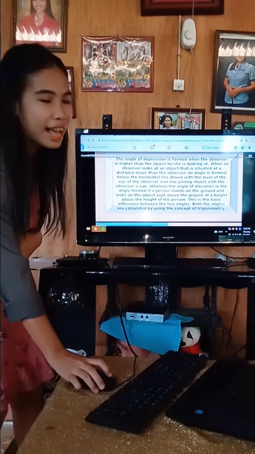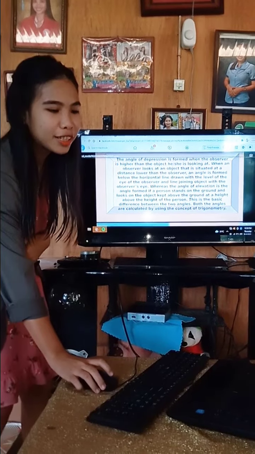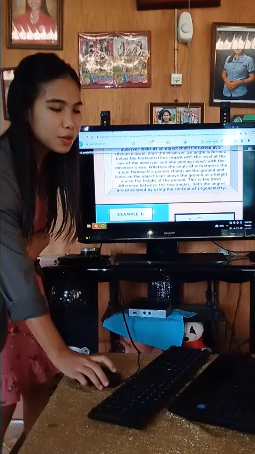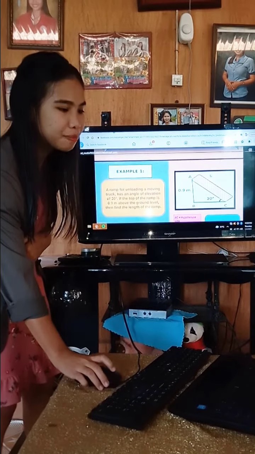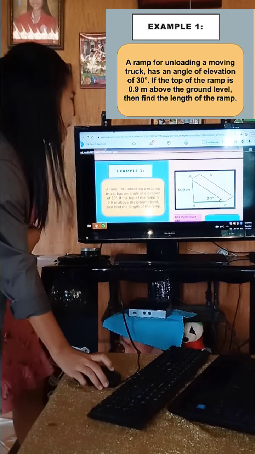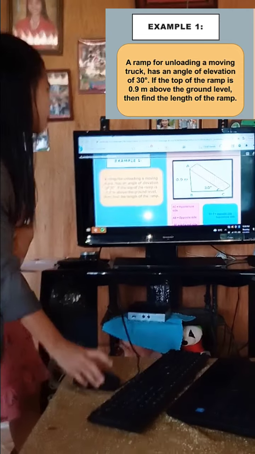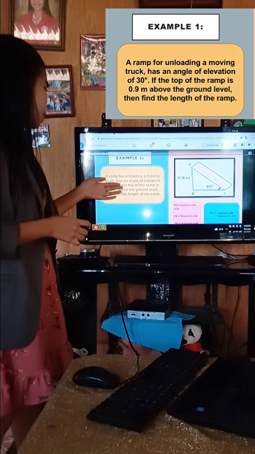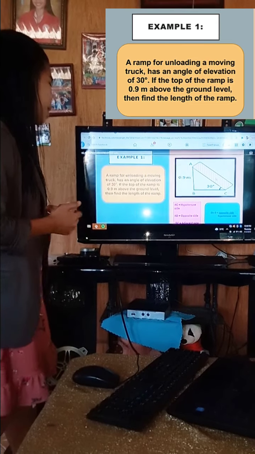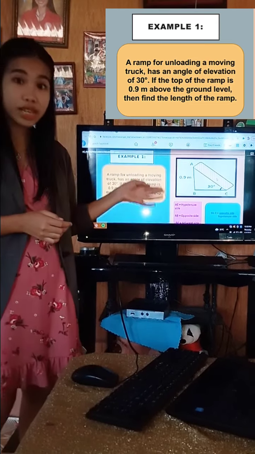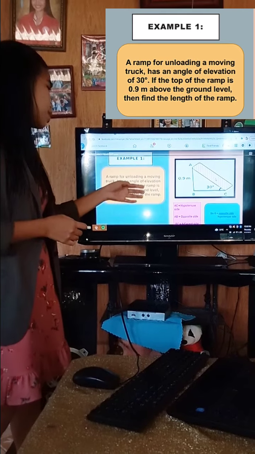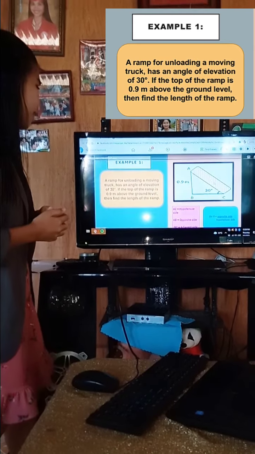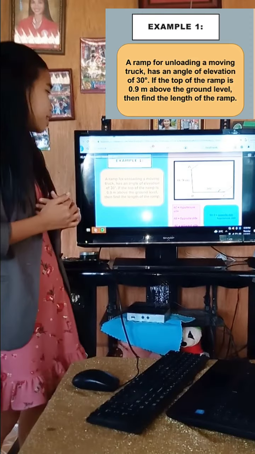I will give you an example. Please listen so that you can learn from it. For our example 1, we have here a ramp for unloading a moving truck that has an angle of elevation of 30 degrees. If the top of the ramp is 0.9 meter above the ground level, then find the length of the ramp.